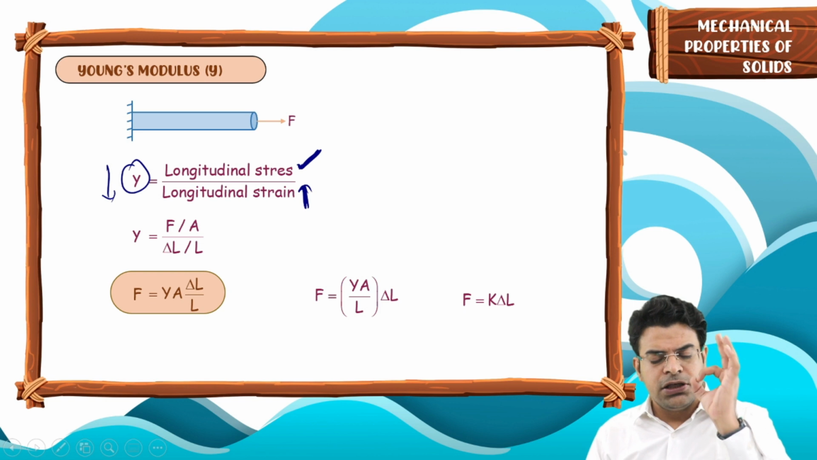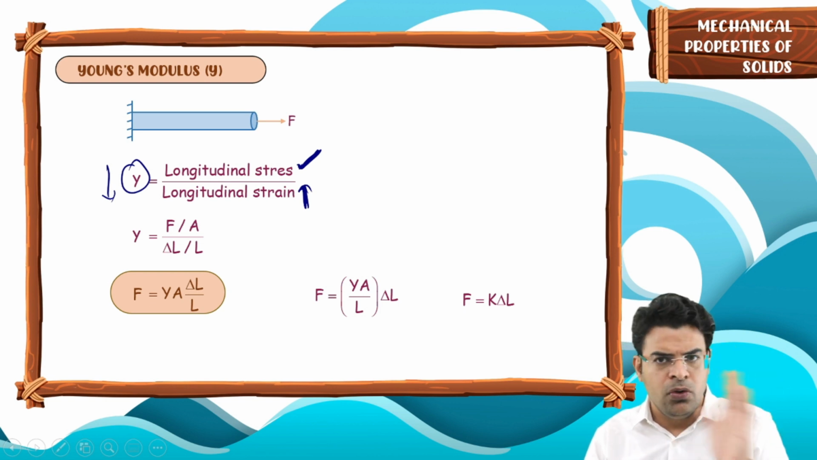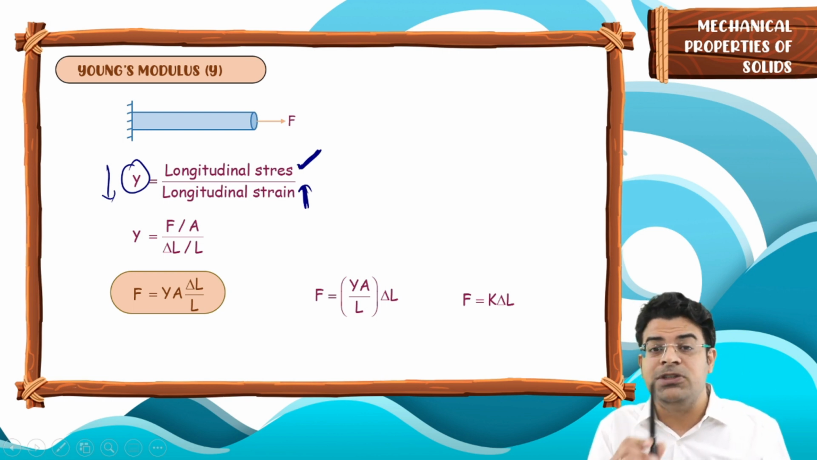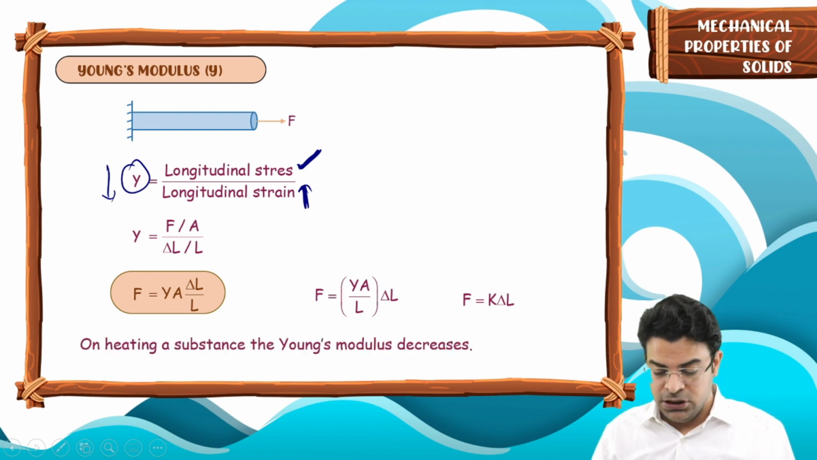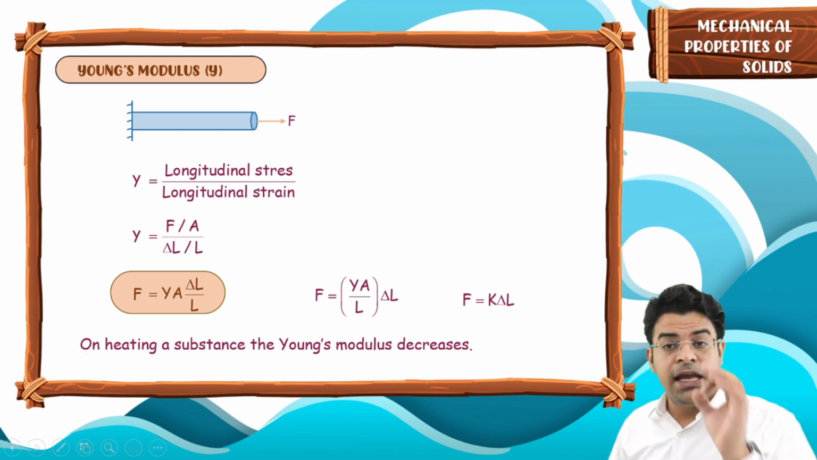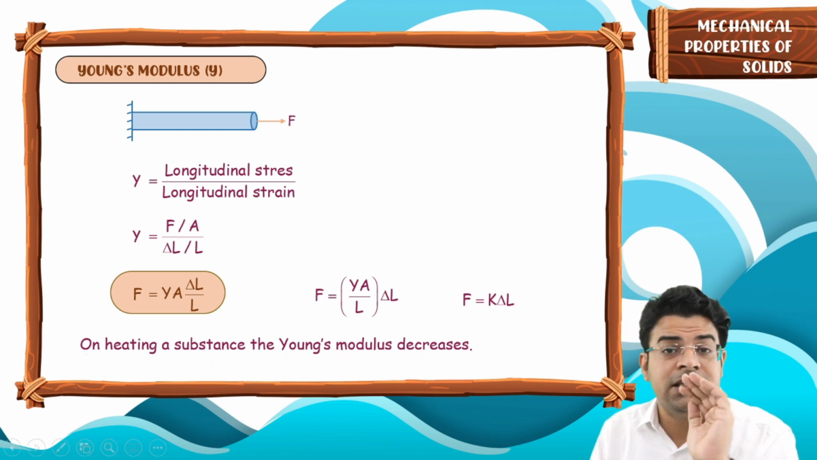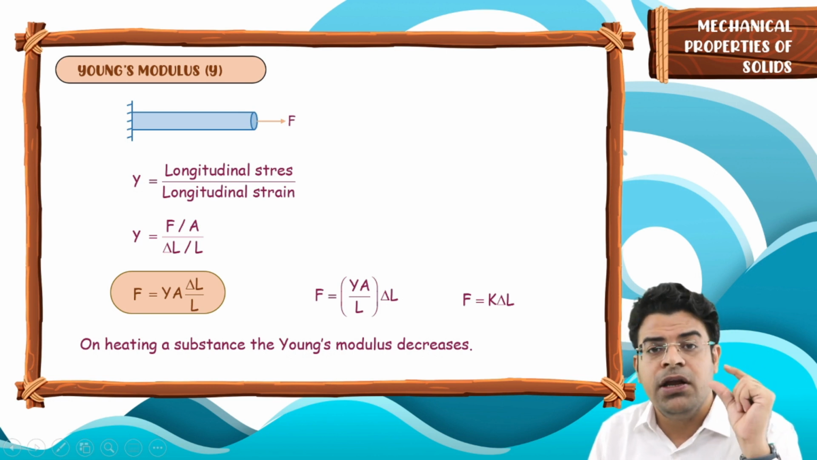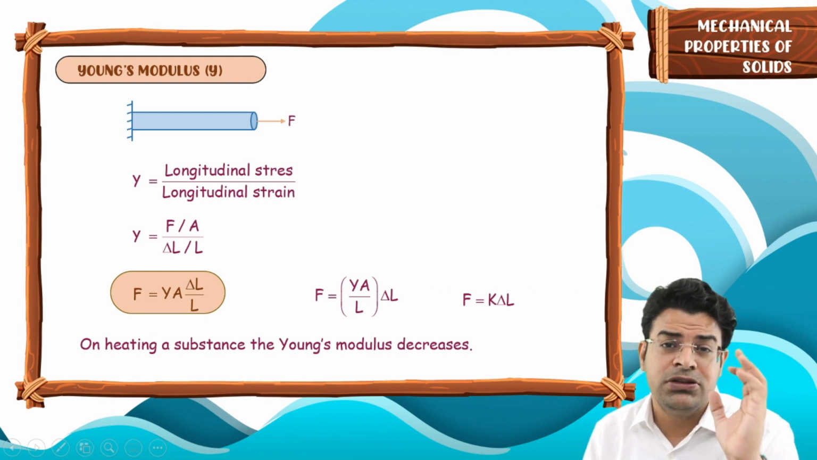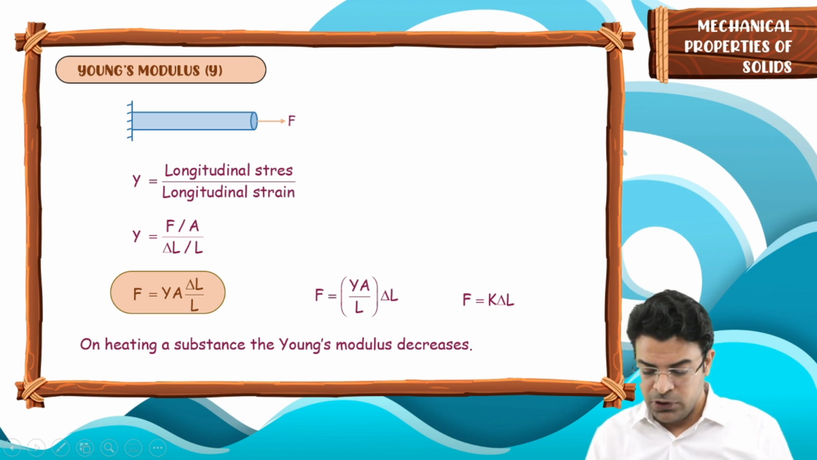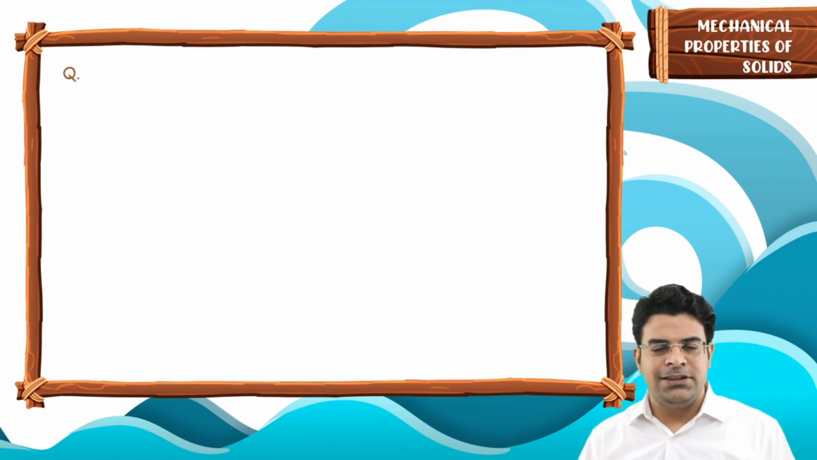Remember that Young's modulus is a property of the substance, no doubt. But when you heat up a substance, for the same value of stress you start getting more strain. This means that on heating an object, its Young's modulus decreases. Again, Young's modulus of a substance is independent of the stress and strain, but it does depend upon temperature. On heating objects, usually, because chemistry is involved, the Young's modulus decreases. Let's move on. Now let's see a question.